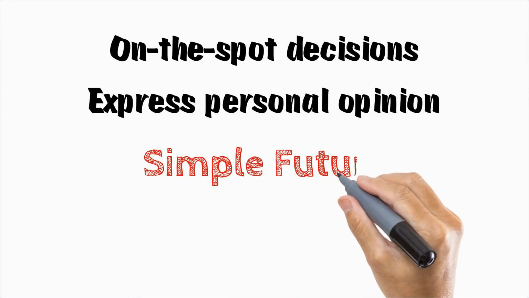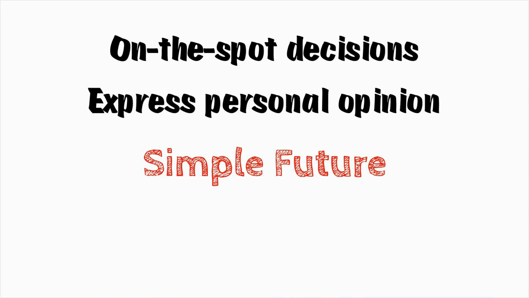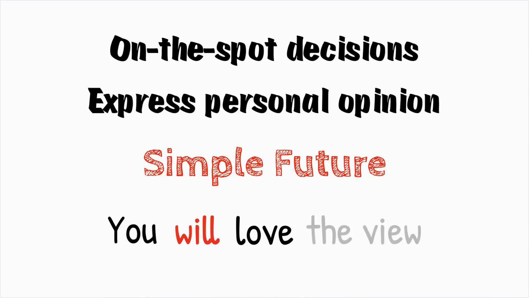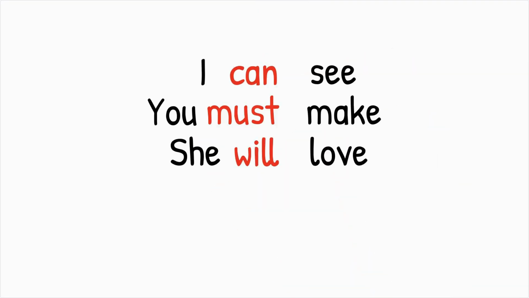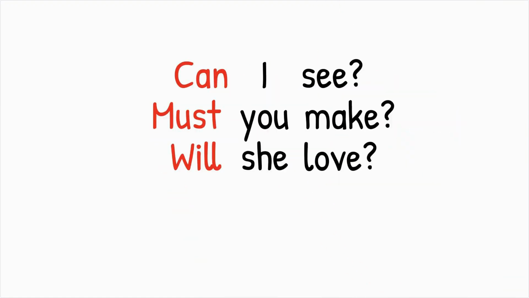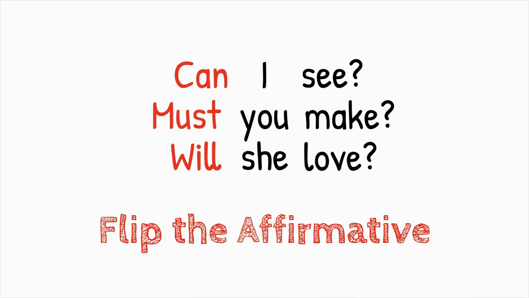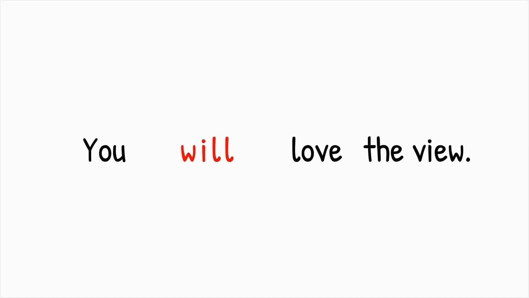For decisions made in the moment of speaking, we use the simple future tense with will plus the main verb, following the subject. Just like the modal verbs we talked about in the previous episode, the simple future forms questions by flipping the affirmative form. For negatives, we add not to will, forming the short form won't.